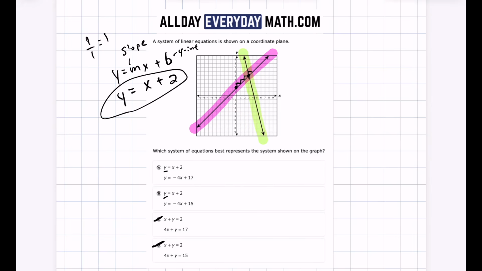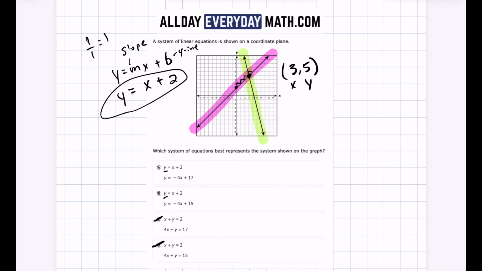I see that our two lines intersect at the point 3, 5. So that's going to be our solution. And because we have that solution, I can take the x and y value and plug them into our equations and see if letter A or letter B has equations that are true.